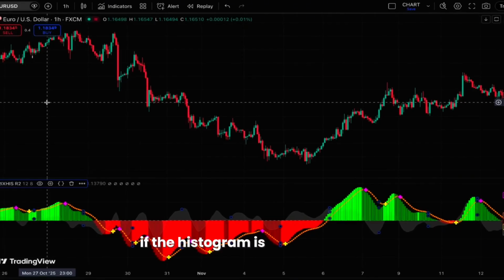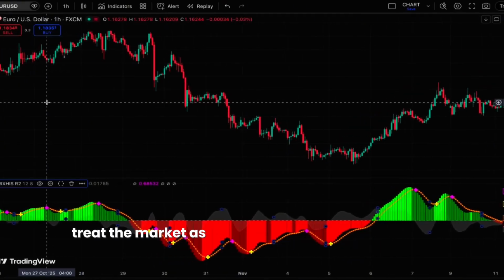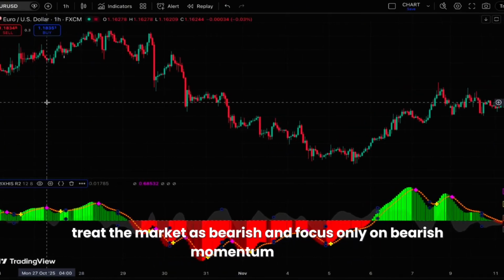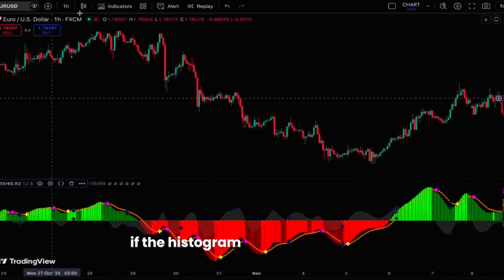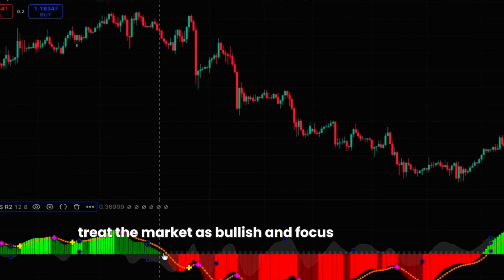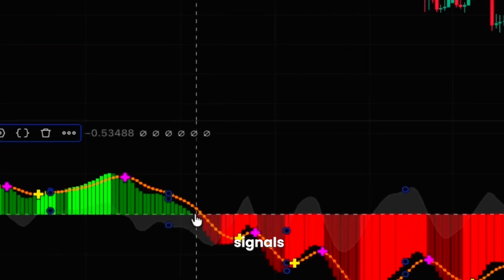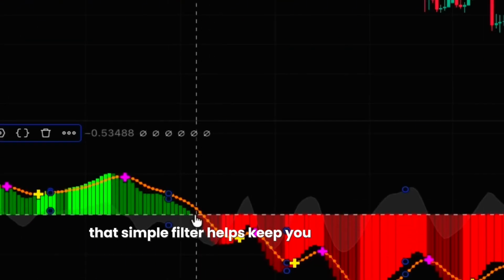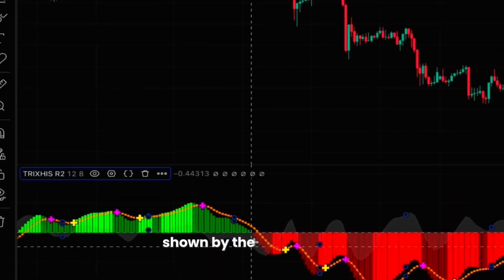If the histogram is below zero and red, treat the market as bearish and focus only on bearish momentum signals. If the histogram is above zero and green, treat the market as bullish and focus only on bullish momentum signals. That simple filter helps keep you aligned with the dominant pressure shown by the oscillator.